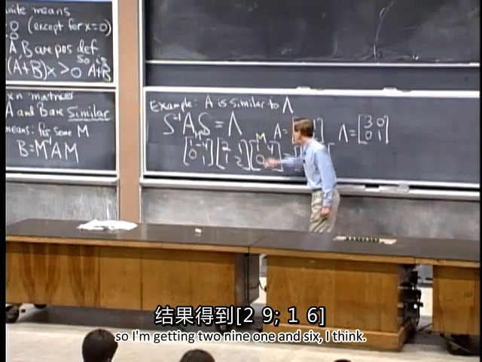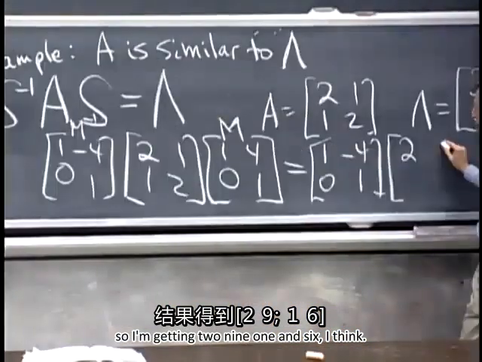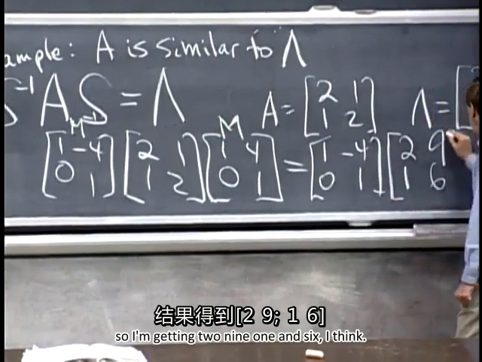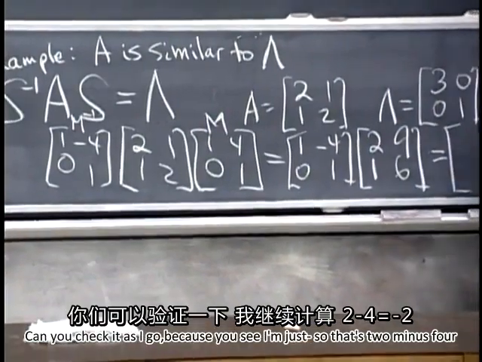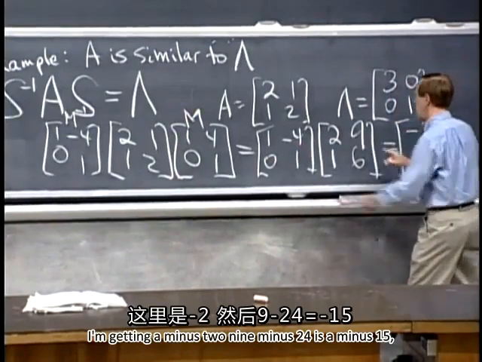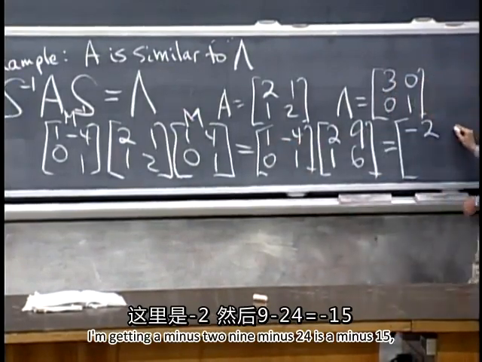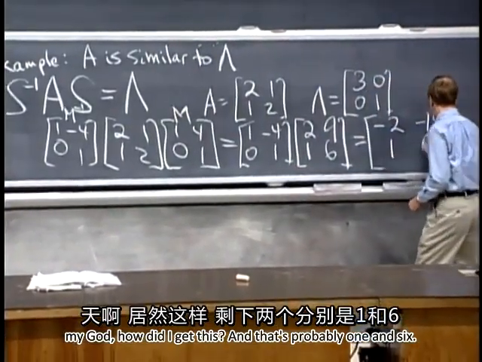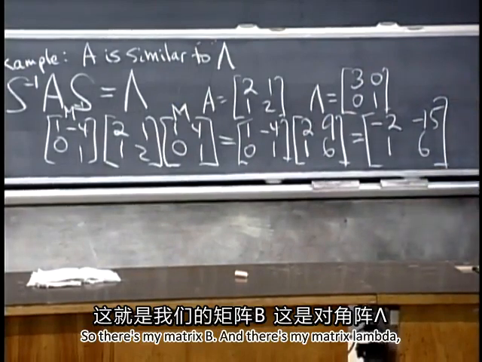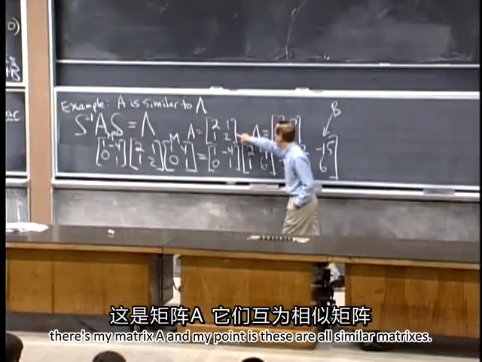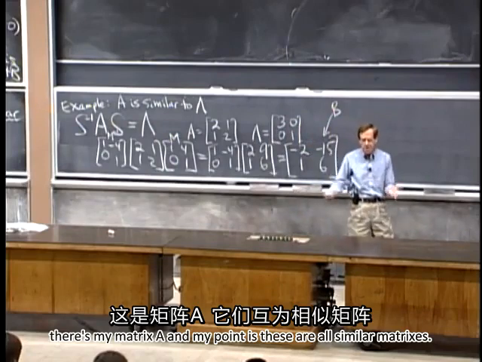So I'm getting 2, 9, 1, and 6, I think. Can you check it as I go? So that's 2 minus 4. I'm getting a minus 2. 9 minus 24 is a minus 15. My God, how did I get this? And that's probably 1 and 6. So there's my matrix B. And there's my matrix lambda. There's my matrix A. And my point is, these are all similar matrices.